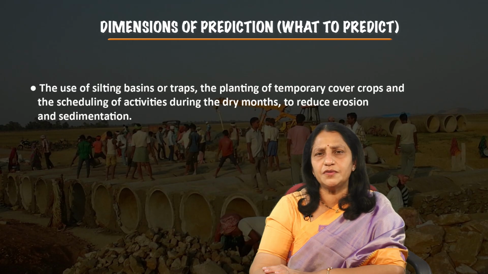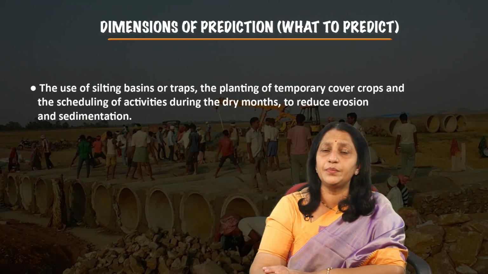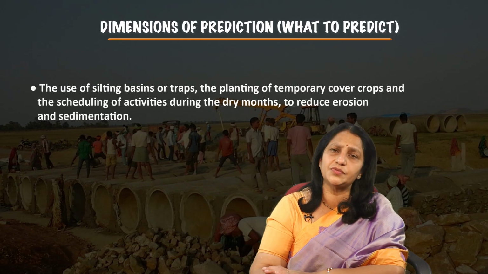And the use of silting basins or traps, the planting of temporary cover crops, and the scheduling of activities during the dry months, to reduce erosion and sedimentation. So all these factors we have to consider before constructing.